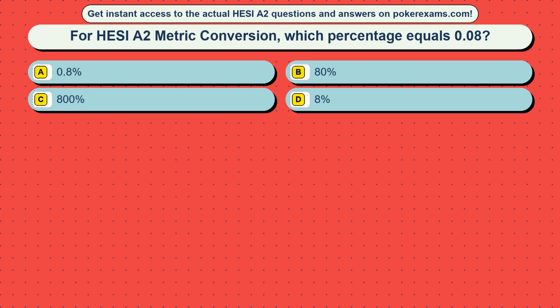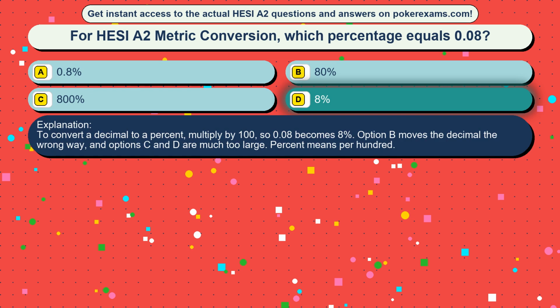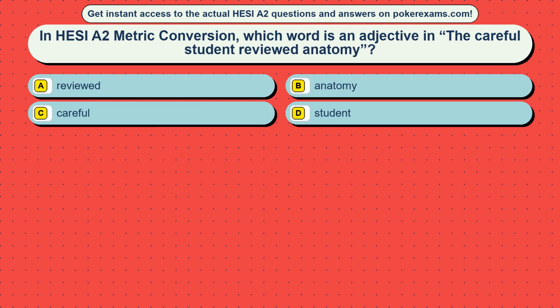Question 22. For HESI A2 metric conversion, which percentage equals 0.08? Option A, 0.8%. Option B, 80%. Option C, 800%. Option D, 8%. The correct answer is option D, 8%. To convert a decimal to a percent, multiply by 100, so 0.08 becomes 8%. Option B moves the decimal the wrong way, and options A and C are much too large. Percent means per hundred.